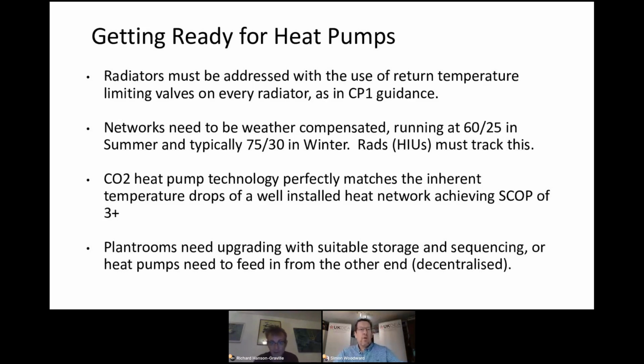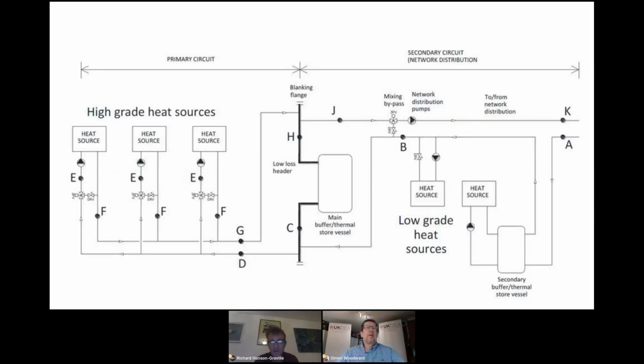Can I give you a 2-minute warning, please, Richard? 2-minute warning, right. Well, very quickly, there's a schematic that we need to follow.